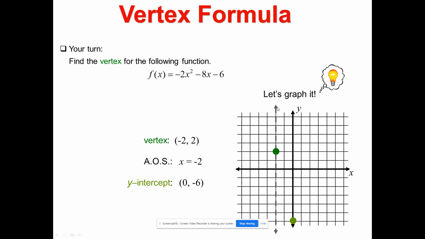And also, since I have my AOS, I know I can reflect a point on the other side. So this y-intercept is on the right-hand side of my AOS, so I'm going to reflect it over on the left-hand side. It's 1, 2 units away, so I'm going to go 1, 2 units away on that side. Okay, and then my function opens down, and there it is. It opens down. It's narrow enough. It's not super narrow, but it's narrow. And so that's what my parabola should look like.